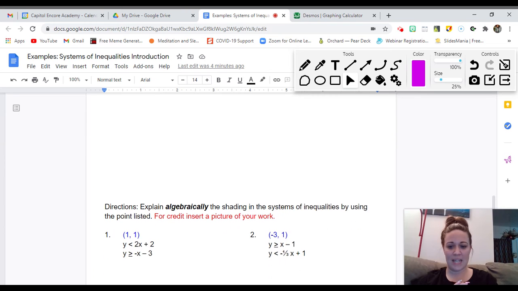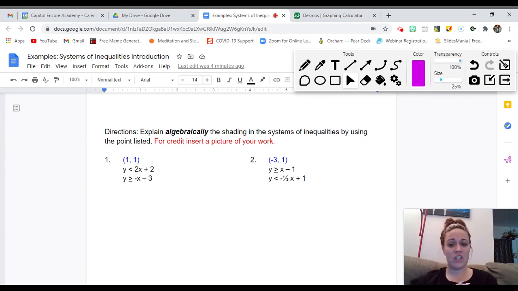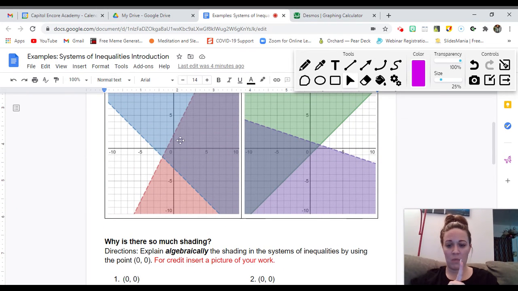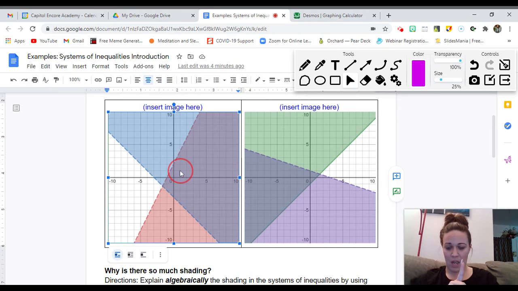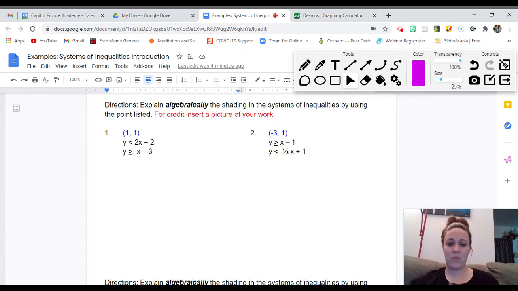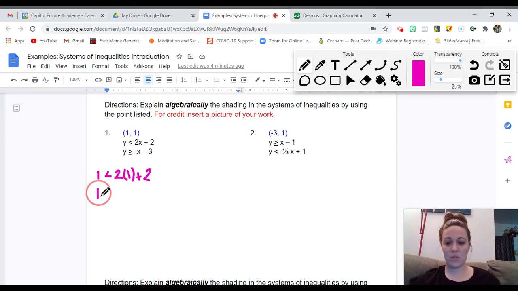Now the next part of what we're proving is that there's another point besides (0, 0). So let's algebraically show why (1, 1) is also a point. If I go up here, my point (1, 1) would fit in right there. So (1, 1) is also a solution, and we need to prove algebraically why. If I plug in (1, 1) to the first one, is 1 less than 2 times 1 plus 2? So is 1 less than 2 times 1, which is 2, plus 2? 1 is less than 4. That is a true statement.